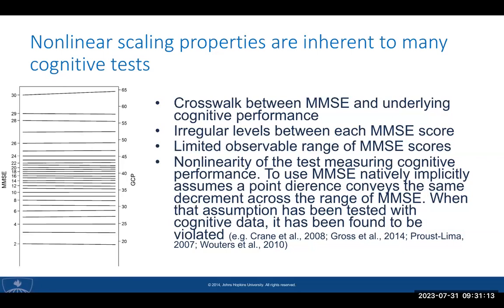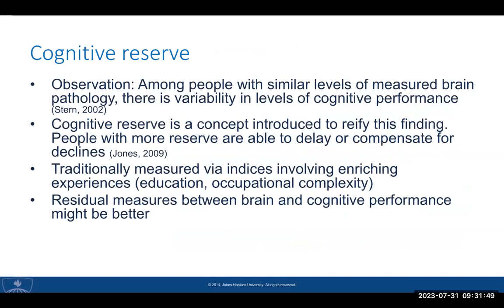What are in your data? So what can nonlinear scaling properties lead to? Well, if you sit back and think about it a lot, if you just model a test that has nonlinear scaling properties as an outcome, you may detect quadratic effects or nonlinear shapes in your relationship. Whether that's real or whether that's a measurement phenomenon, oftentimes it might be a measurement phenomenon. So that's something to keep in mind and be wary of.